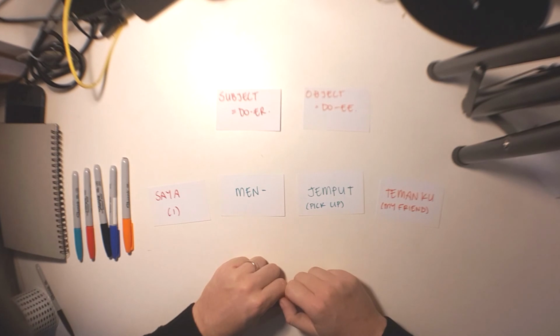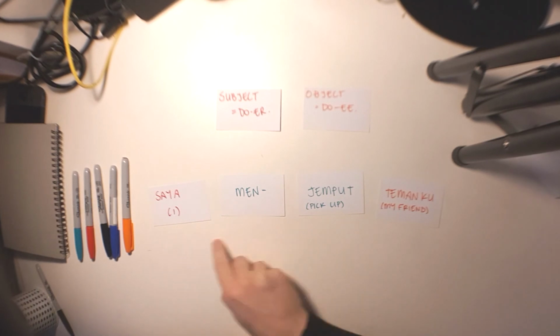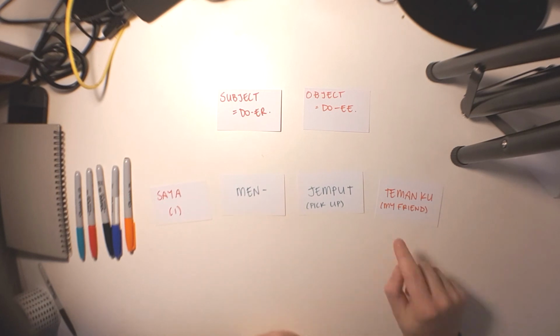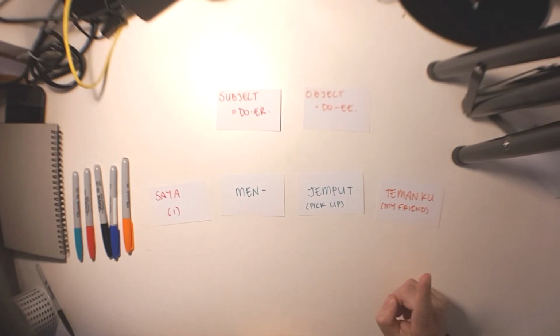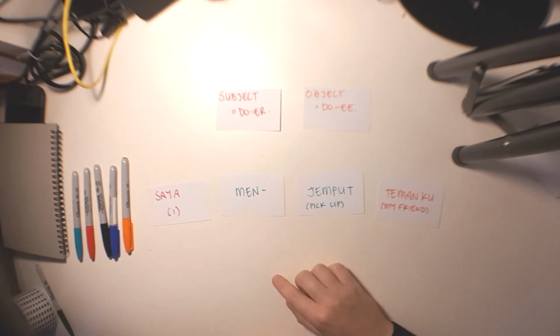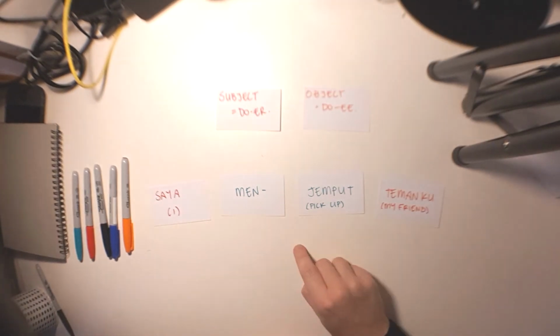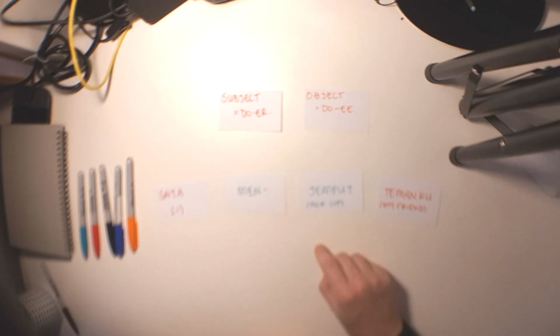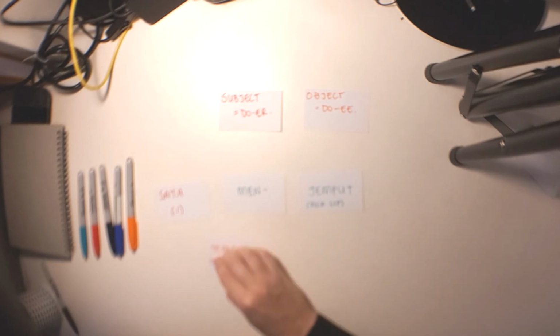The example that we're going to use is saya menjemput temanku, which means I picked up my friend. It's first person because it's got saya. To change it into a passive, SVO becomes OSV with the verb without the suffix would look like this. Temanku saya jemput.